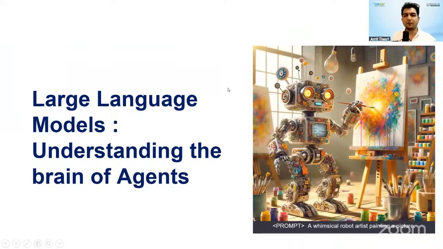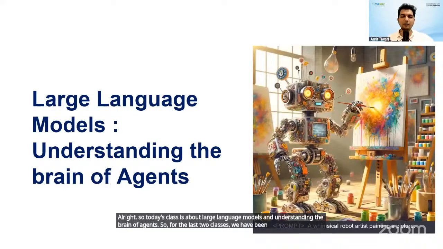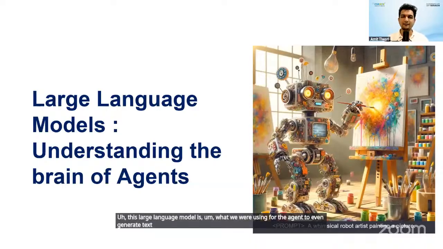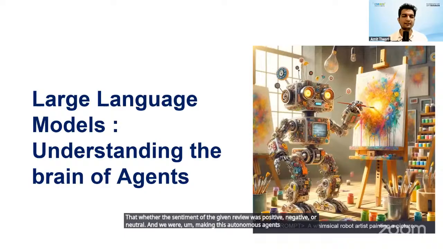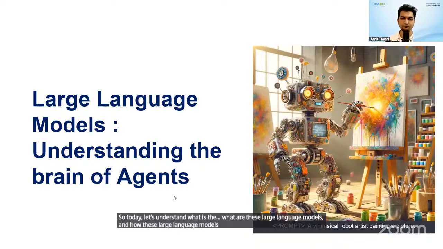All right, so today's class is about large language models and understanding the brain of agents. For the last two classes, we have been talking about how to create our agents, and about the large language model, which is the brain of the agent, right? This large language model is what we were using for the agent to generate text or make a decision. In our last class, we made a decision using a large language model on whether the sentiment of the given review was positive, negative, or neutral. And we were making these autonomous agents by using these large language models, right? So today, let's understand what these large language models are and how they work.